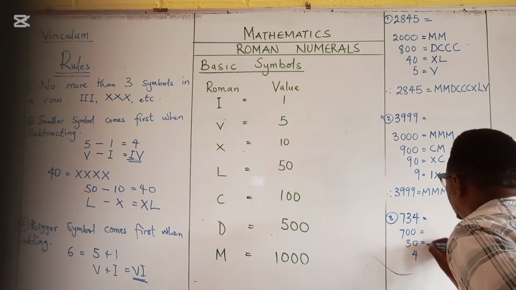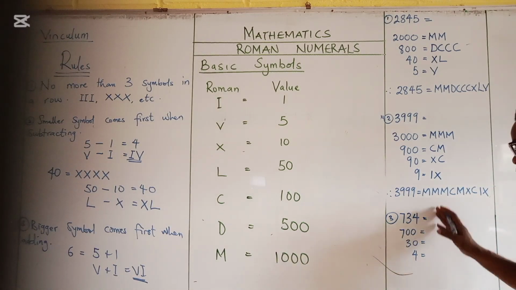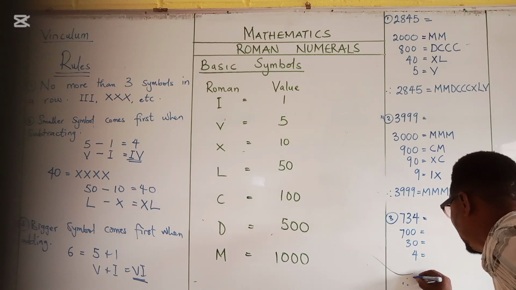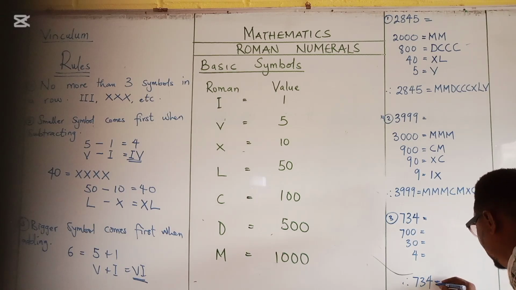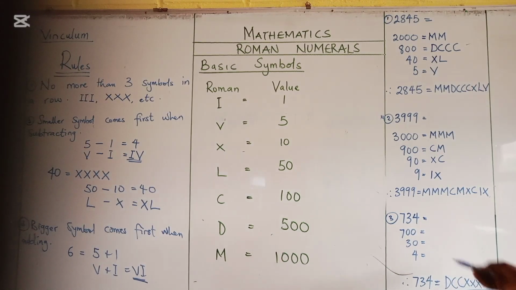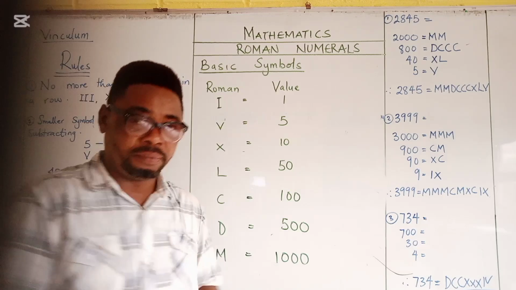734, and you at home, you can try to do this. No matter when you have done it, you must get your answer that 734 is equal to D, that is 500, 600, 700. 30 is 10, 20, 30. 4 is IV. So what I'm asking you to do now, slot in this one and make sure you get that answer that I have gotten.